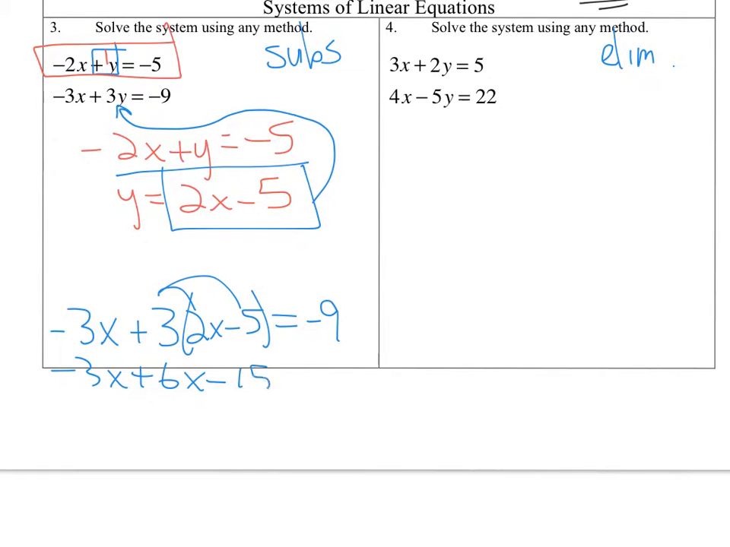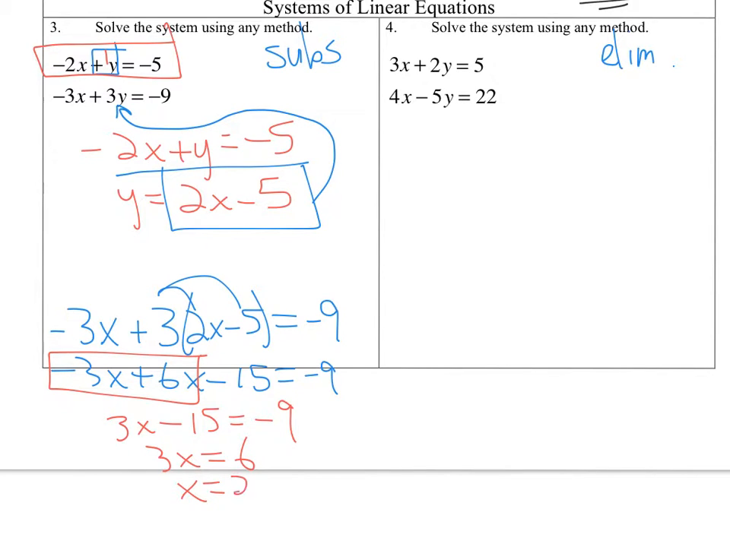That might have been loud, sorry. And then I'm going to combine like terms. So I have these two little guys, and that's going to become 3x minus 15 equals negative 9. So that means 3x, I'm going to add 15 to both sides. So that's 6, and x is 2.